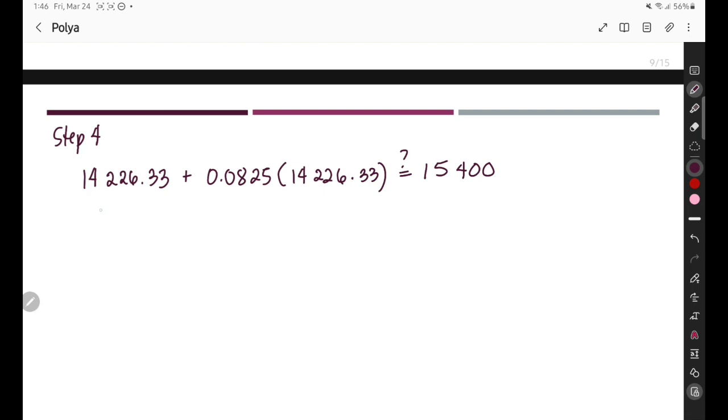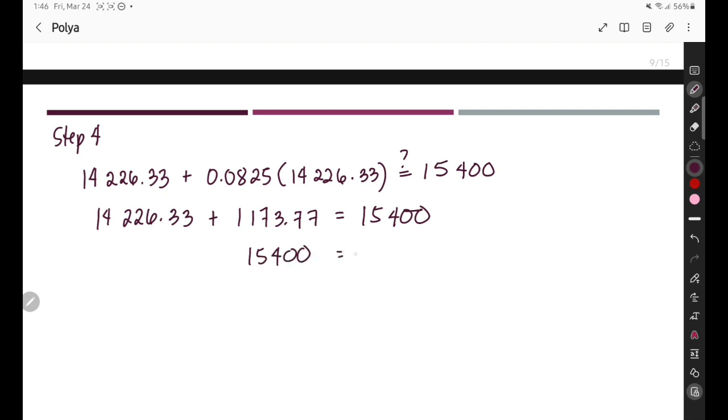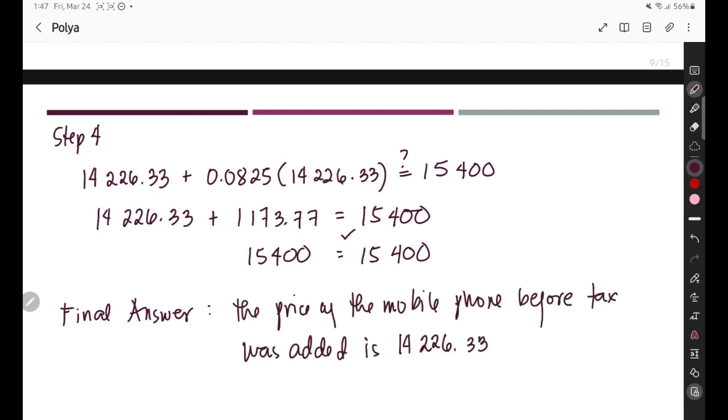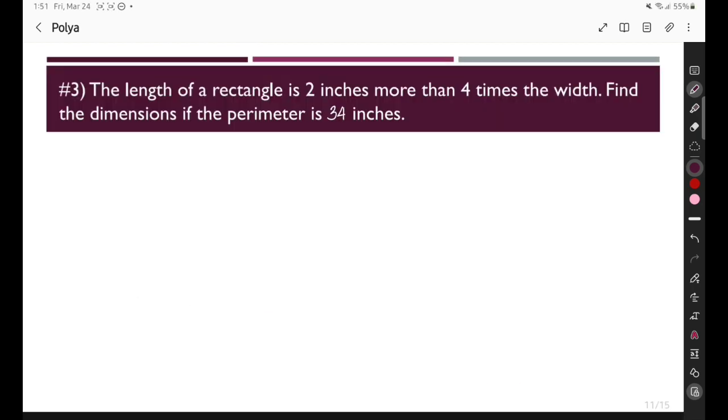Okay, so you have here 14,226.33 plus 1,173.77 is equal to 15,400. So it's 15,400 is equal to 15,400. Okay, so you write then your final answer. Okay, so the price of the mobile phone, there you go. Okay, so let's now move on to our third example.